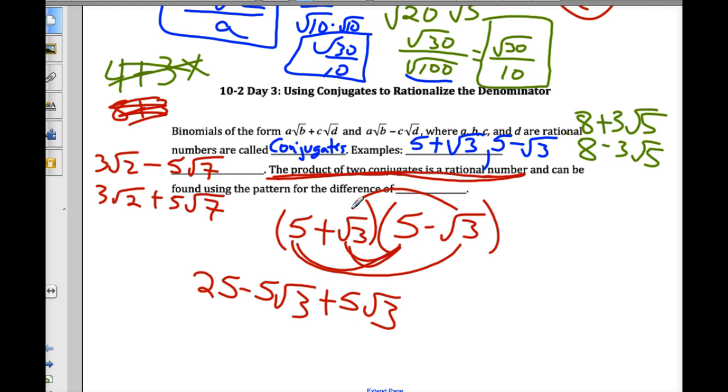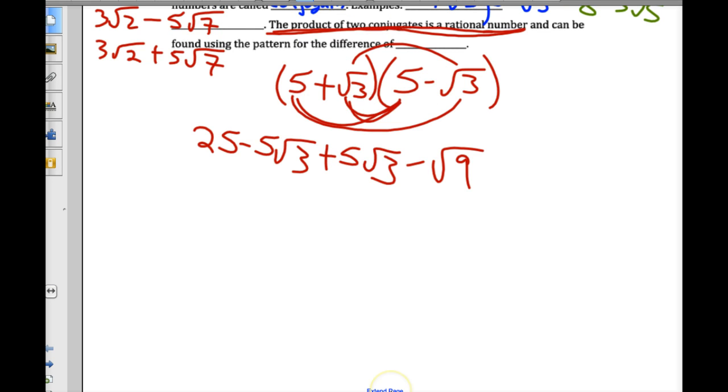Last: minus radical 9. And if you were so smart that you could see that that's a rational number, you were way ahead of the game. How could it be a rational number if I just made more radicals? It is. Watch what happens, because a radical times a radical.